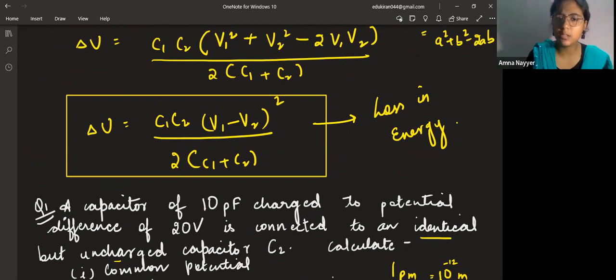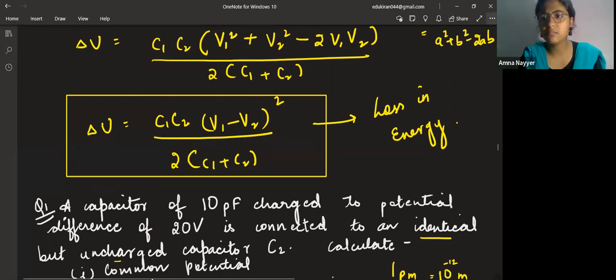So directly C1 C2 into V1 minus V2 whole square divided by 2 into C1 plus C2. This is the energy that you will get. Fine. This is simply this formula. Remember it. If this formula for loss of energy comes directly, then the values will be tricky. The values will not be so easy to calculate. The values will be a little more in decimal form, so the calculations will become lengthier. Otherwise, common potential is more important than loss of energy.